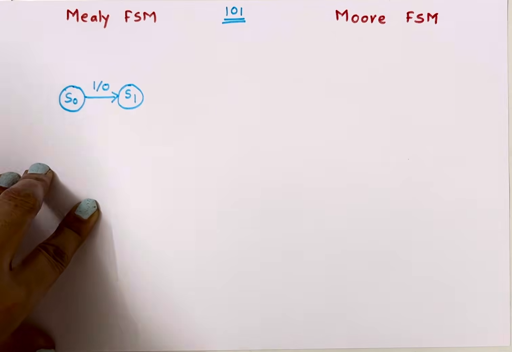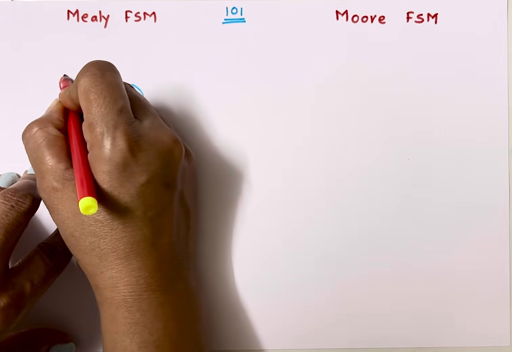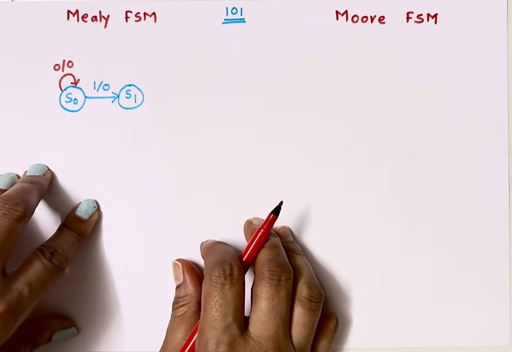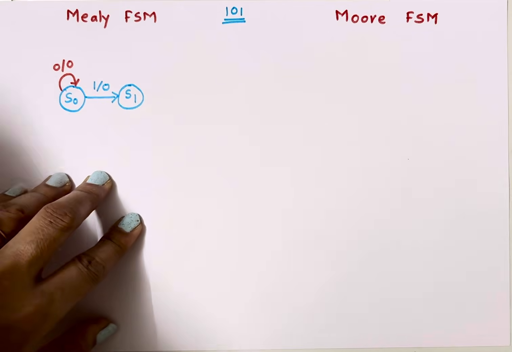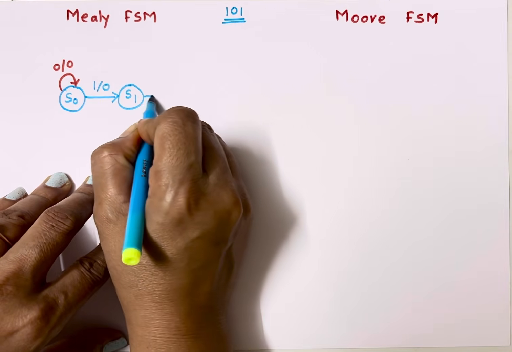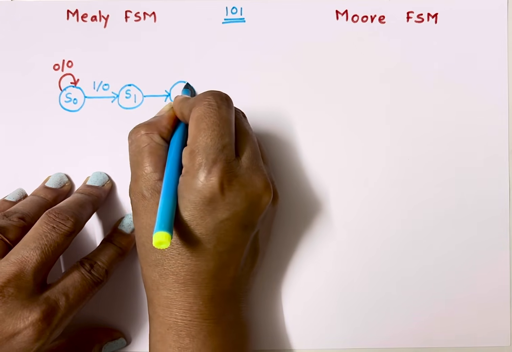What if 0 comes? My first correct bit is 1, but what if 0 comes? It will remain in the same state with output 0. Now after S1, if 0 comes, 0 is my correct bit, so it will go to the next state, state S2.